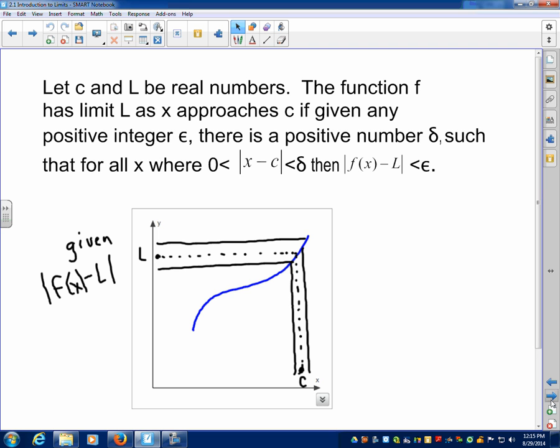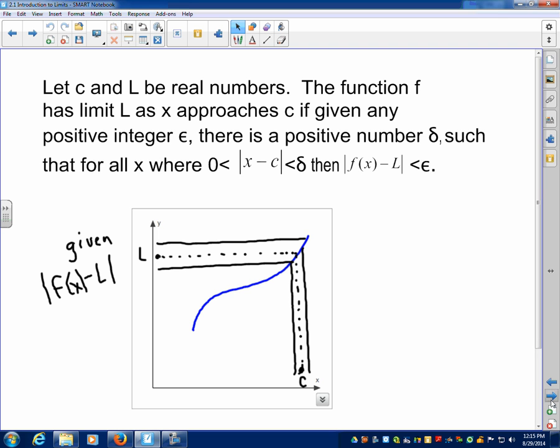It says, let C and L be real numbers. The function f has limit L as x approaches C if, given any positive number epsilon, that was the green band. So you hand me any interval, basically. Epsilon is a number, and it can be as small as you want. You add it to the limit L, you subtract it from the limit L, and you create an interval. That was that green band in the computer lab.